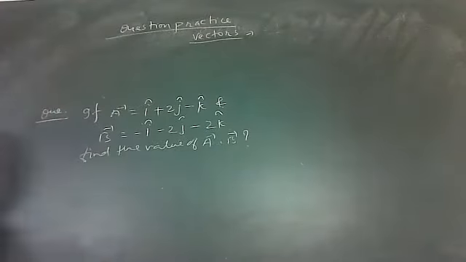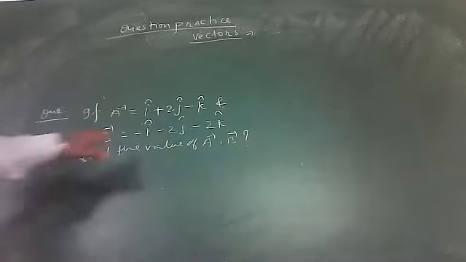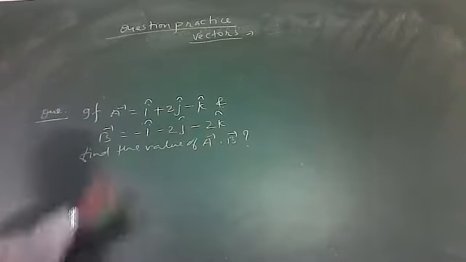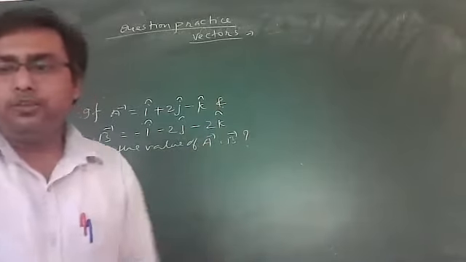Next question given to you. If A vector is equal to i cap plus 2j cap minus k cap, and B vector is equal to minus i cap minus 2j cap minus 2k cap, find the value of A vector dot B vector.